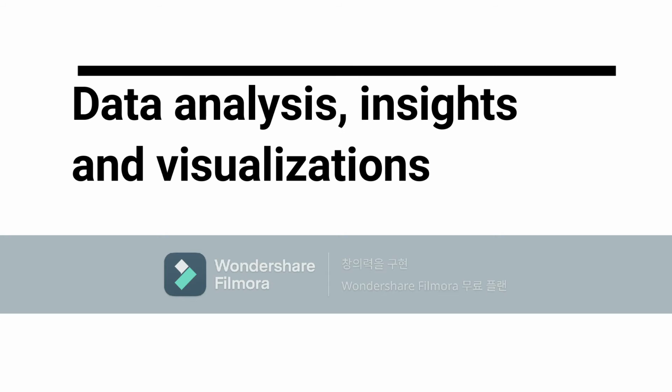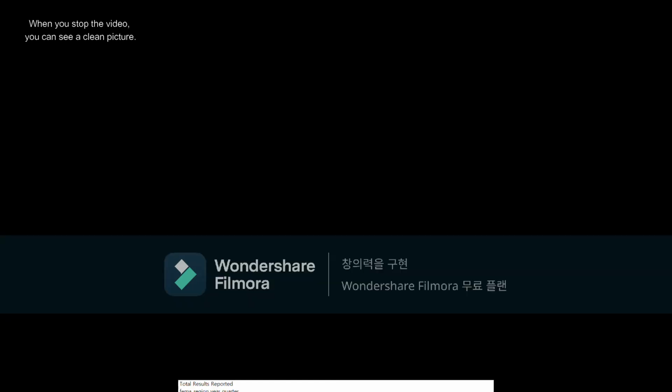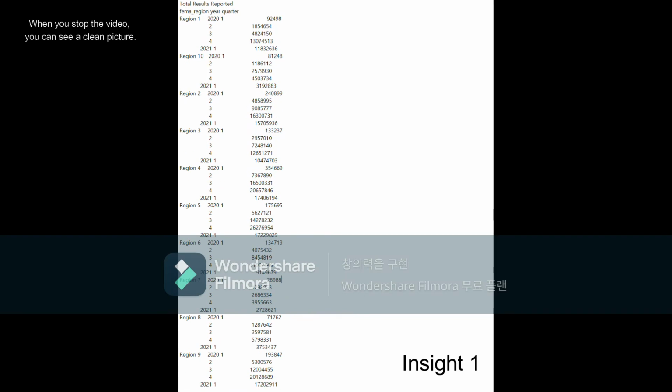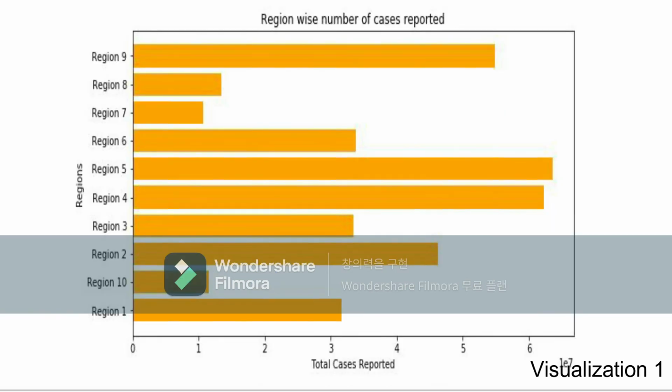Data analysis, insights, and visualizations. In our first insight, I have aggregated columns to show region, year, and quarterly total results reported. This shows which region is getting infected more badly and which is recovering from its previous quarter rate. The column total results reported shows new cases reported in that quarter. It can help in deciding which regions need the most medicines and precautions. The graph displays the total number of cases reported by region.